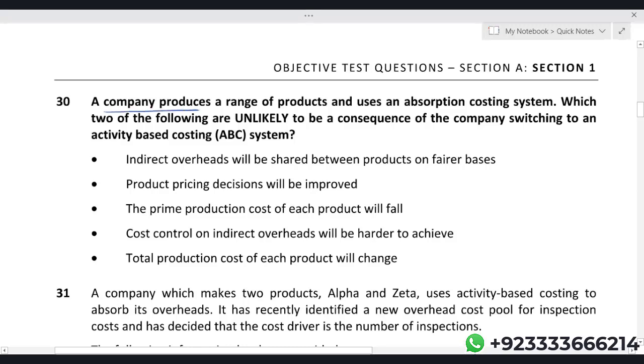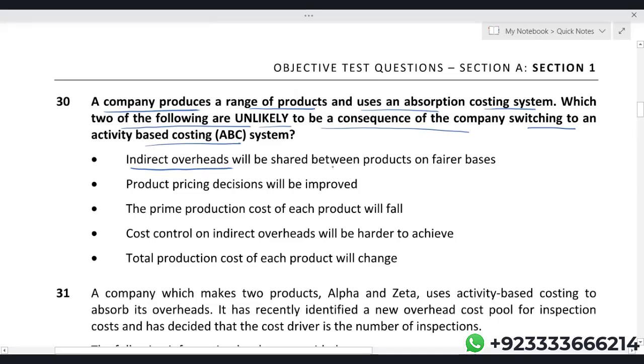A company produces a range of products and uses an absorption costing system. Which two of the following are unlikely to be a consequence of the company switching to an ABC system? A company produces a range of products and uses absorption costing. Now they are asking which two of the following are unlikely to be a consequence if they shift from absorption to ABC. Let's see.